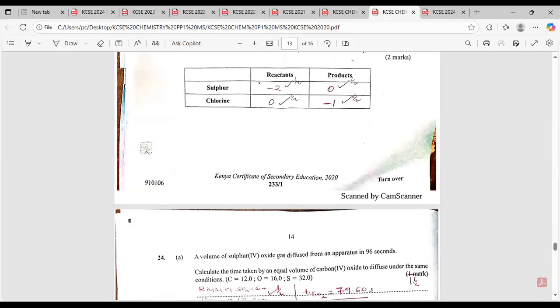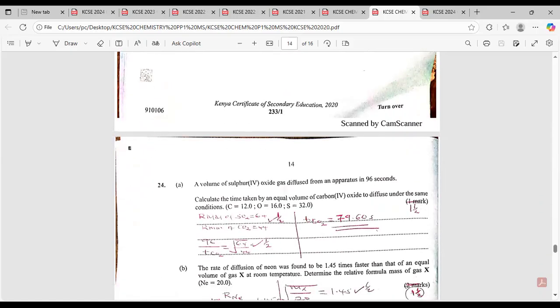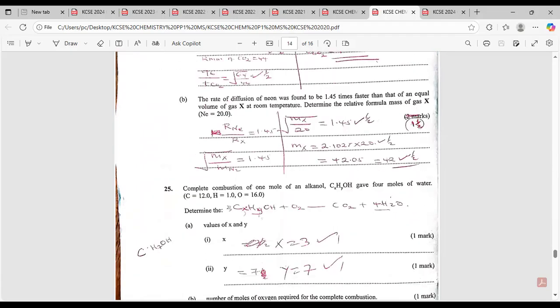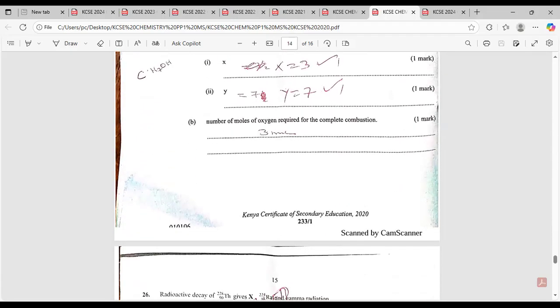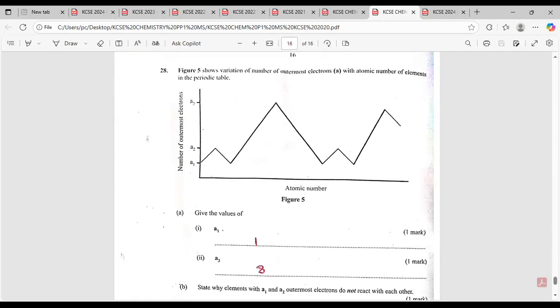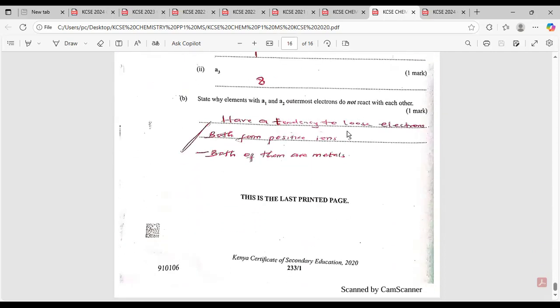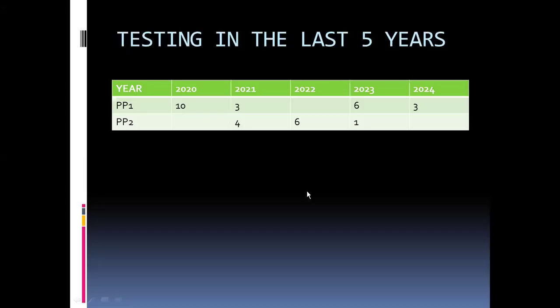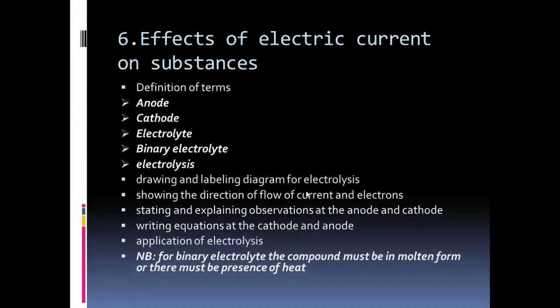Let me see the other one. I think those are some of the questions that we can have. I know there is another one which was borrowing concept. And therefore, I think we can now just proceed. So that area is highly tested. Please, you don't need to ignore it.